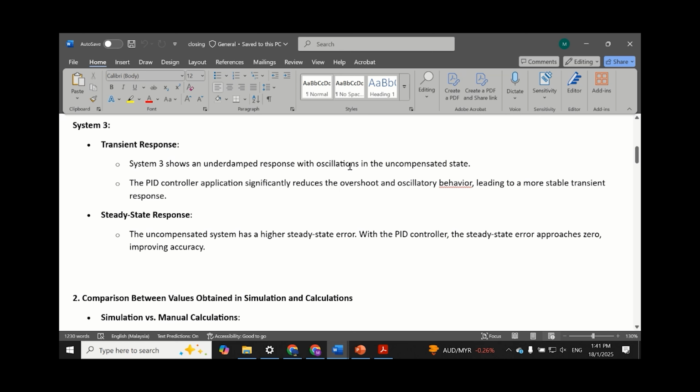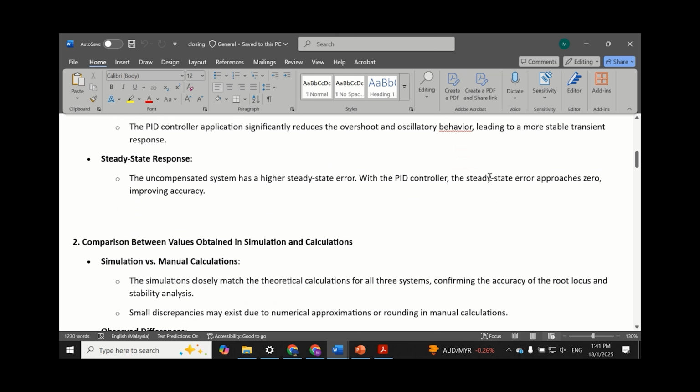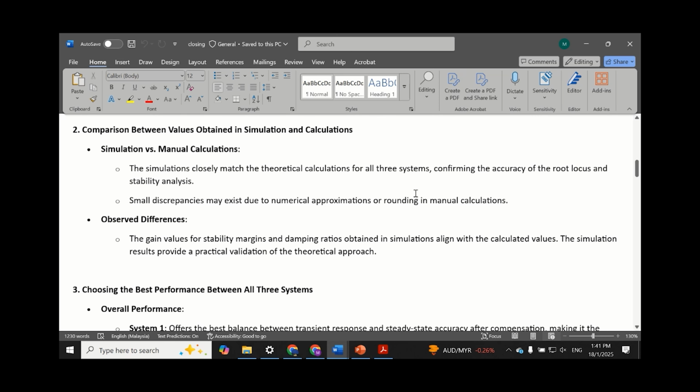System 3 shows an underdamped response with oscillations in the uncompensated state. The PID controller application significantly reduces the overshoot and oscillatory behavior, leading to a more stable transient response. Steady-state response: the uncompensated system has a higher steady-state error. With the PID controller, the steady-state error approaches zero, improving accuracy.